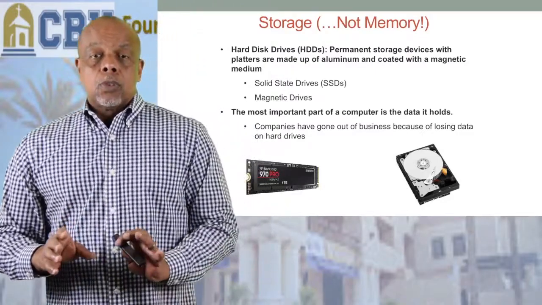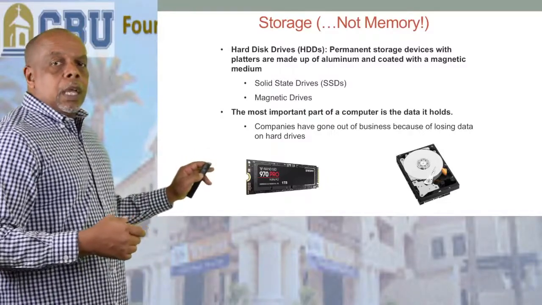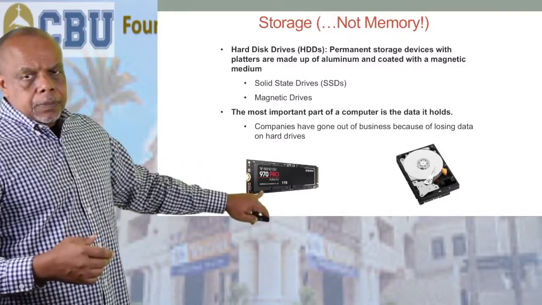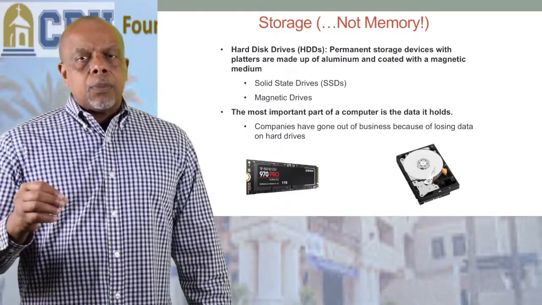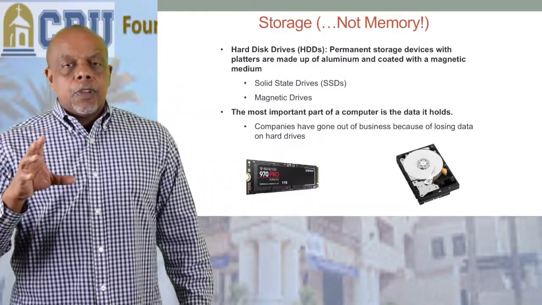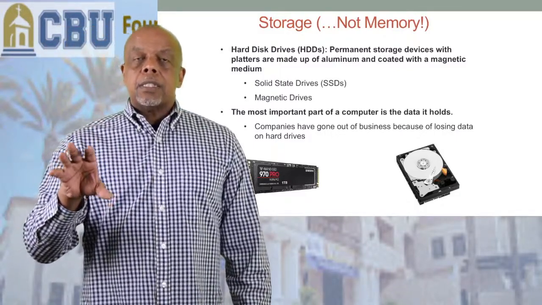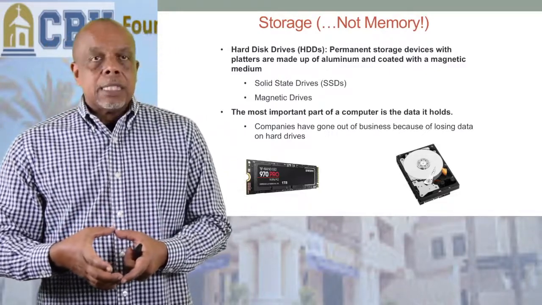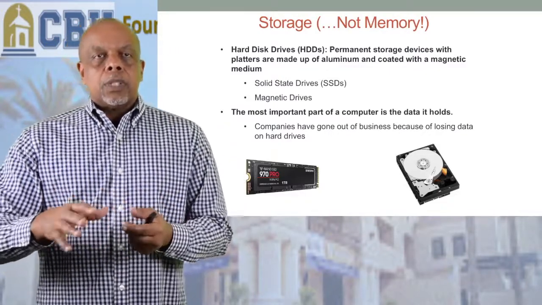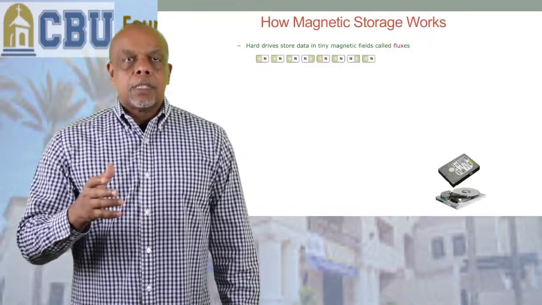Now when we talk about storage, which is not memory, we're talking about things like hard drives, SSDs, solid state drives, and magnetic drives. And really now we're talking long term. Most of your hard disk drives, not SSDs, are permanent storage devices, made with platters, little round disks inside that are coated with aluminum and some type of magnetic medium. Now how do those things work? Let's talk about this for a second.